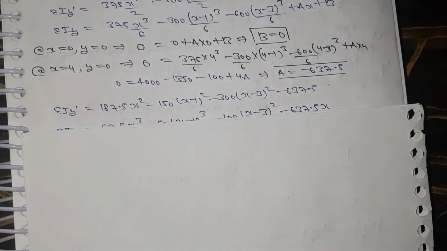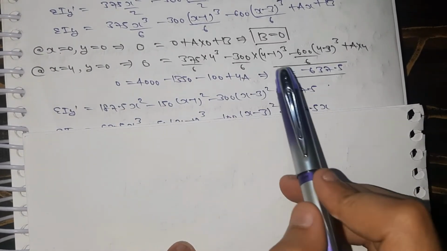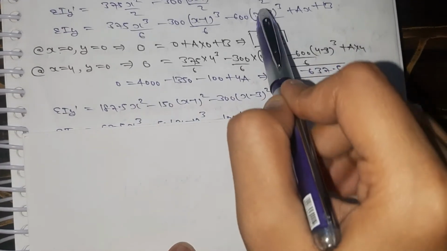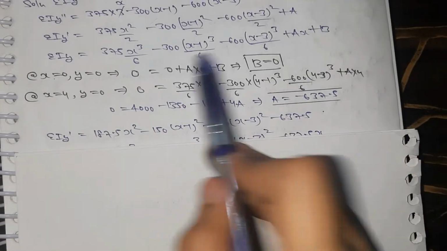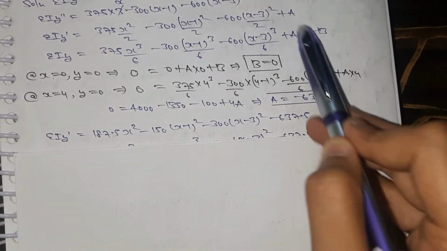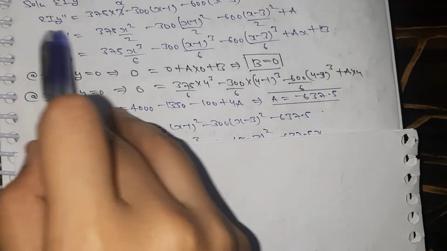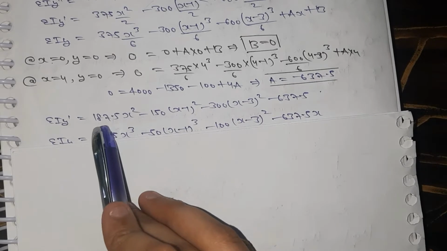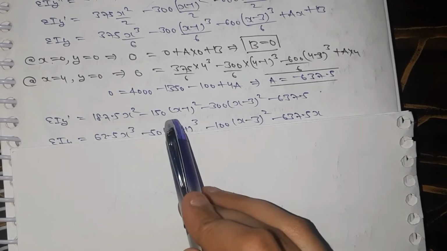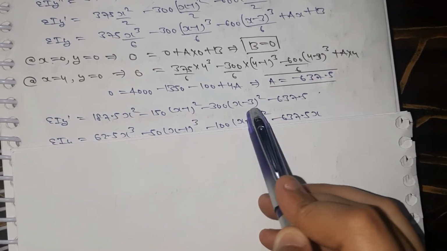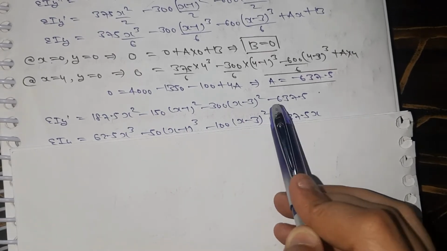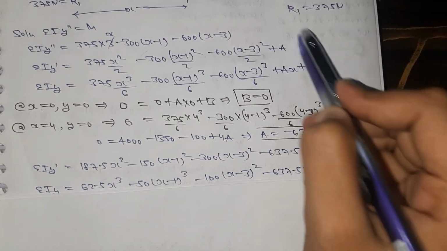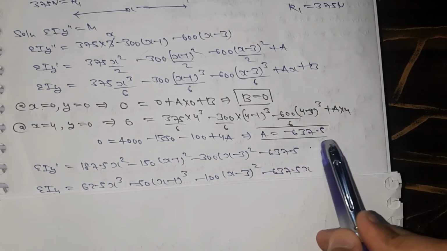Now what I'm going to do is simply use my values of a and b in the above EI y equation. I will substitute the values of a and b in this equation and in the upper equation as well. So as you can see, EI y dash will become 187.5 x square minus 150 (x minus 1) whole square minus 300 (x minus 3) whole square minus the value of a. You can see there, this constant I have substituted by minus 637.5.